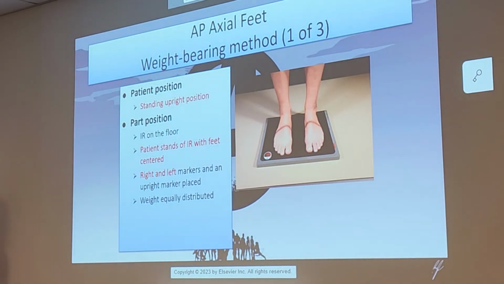You don't want them leaning on one side more than the other, because if the right foot was bearing more pressure, that will open up the joints a little bit more than the left. So you want to have both sides with equally the same amount of pressure.